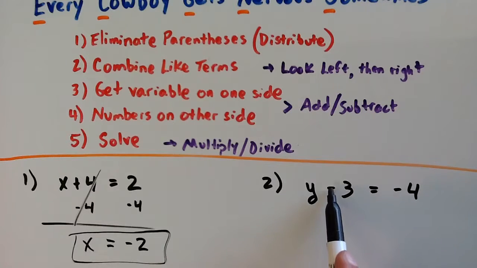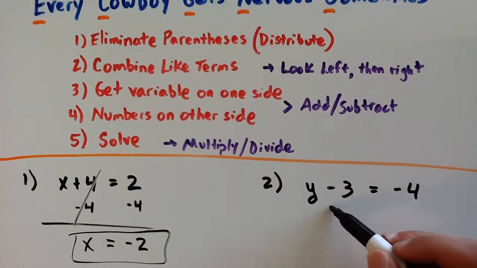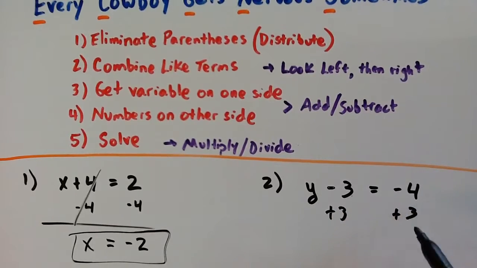So how am I going to move this negative 3 to the other side? This minus sign is, yes, a subtraction sign. It's also negative. So what's the inverse operation of subtraction? That would be addition, right? So I need to add 3 to both sides, draw my equal sign across the problem.